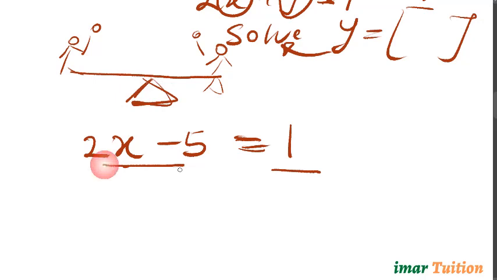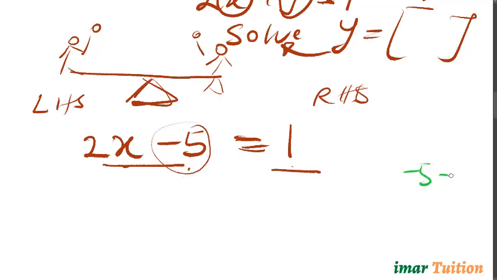Here we'll have 2x minus 5 to be equal to 1. Minus 5 here and 1, they are numbers. They can actually go to the right hand side. 5 can go to the right hand side, while you leave 2x on the left hand side. So how do you do that? You want to remove this 5 from here. You know that this is minus 5. If you add plus 5 to it, it gives you 0. 5 minus 5 will give you 0.